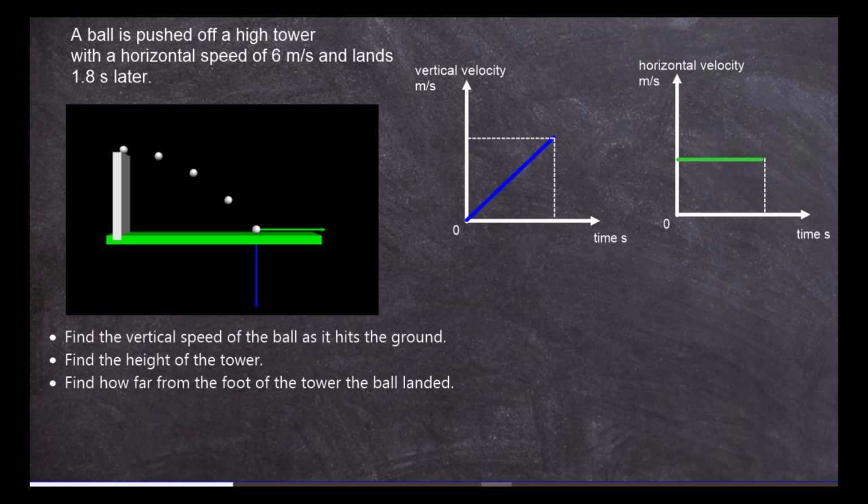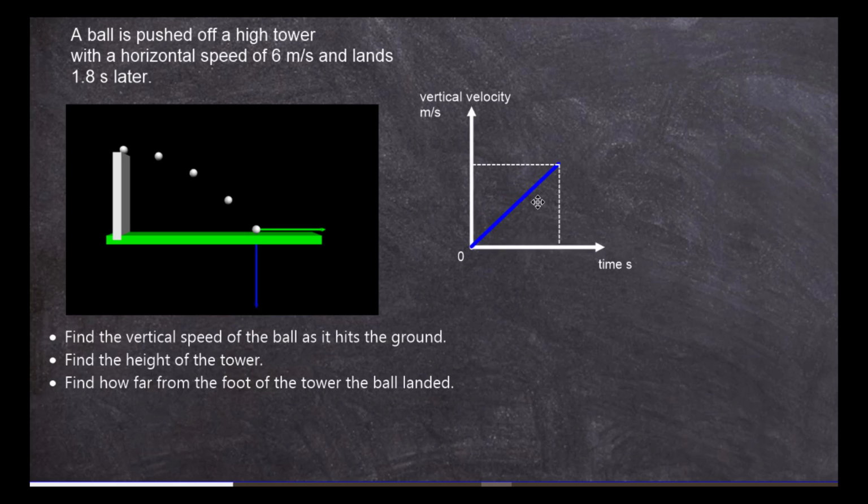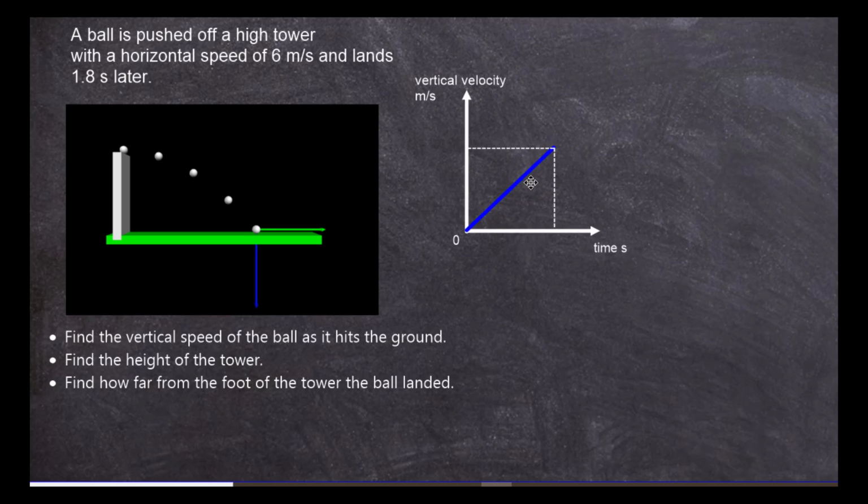You can see the horizontal velocity stays the same, so we can be sure that it's going to be exactly 6 meters per second all the way throughout that journey until it strikes the ground. But the vertical velocity is going to increase from 0 all the way up to whatever value the velocity is at that particular time of 1.8 seconds. It's from these graphs that we can work out all the answers to those three questions. So we'll start off with the vertical one first of all. We'll put the horizontal graph to the side and we'll work on the vertical velocity graph, this one here.